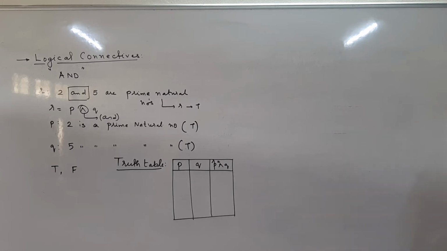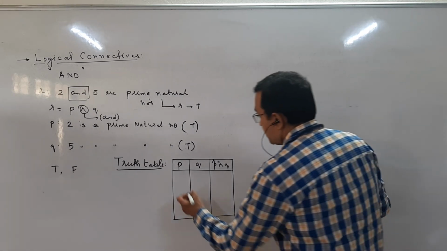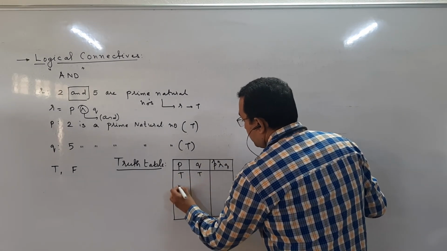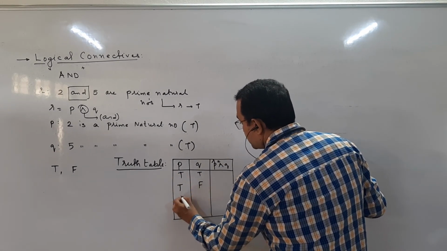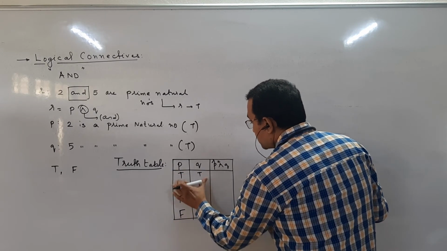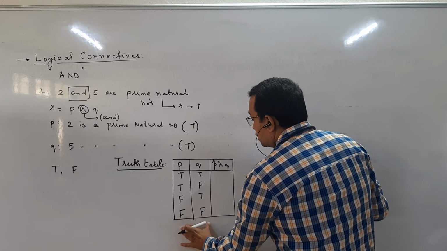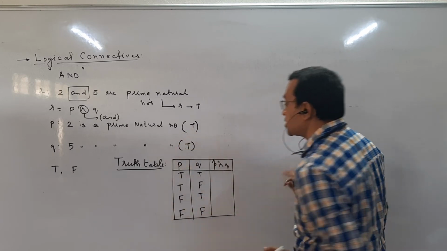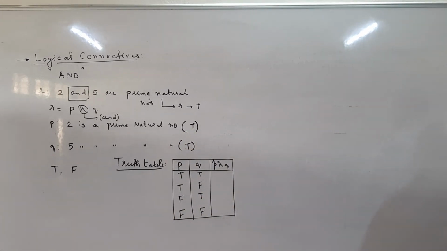Now one statement has two possible truth values, either true or false, and two statements collectively will have four possibilities. Either both are true, P is true and Q is false, P is false and Q is true, or both are false. These are the four possible truth values for component statements P and Q. We don't have a fifth possibility.